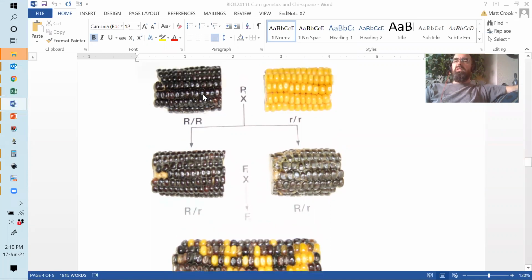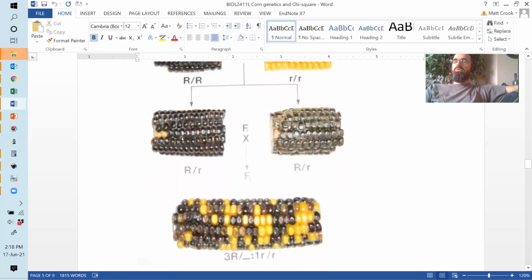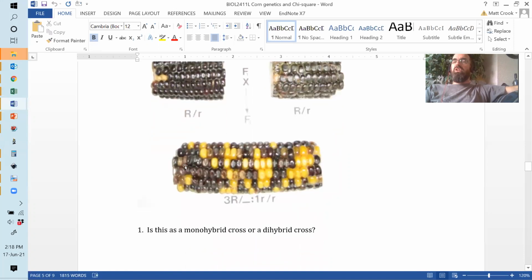So here you care about the kernels, because those kernels are going to generate plants that are going to mate to generate these offspring, right? And these kernels, they're all heterozygotes as a result. And so they will be grown into plants and fertilizing each other to generate these offspring.